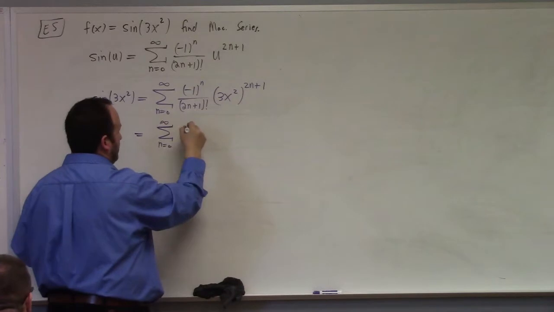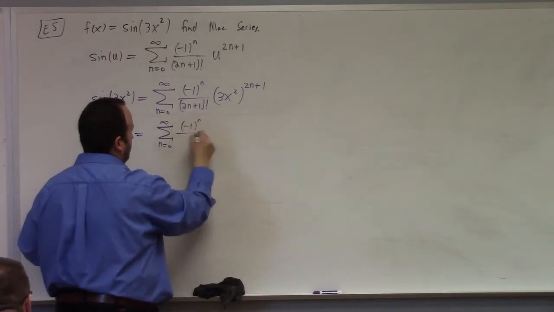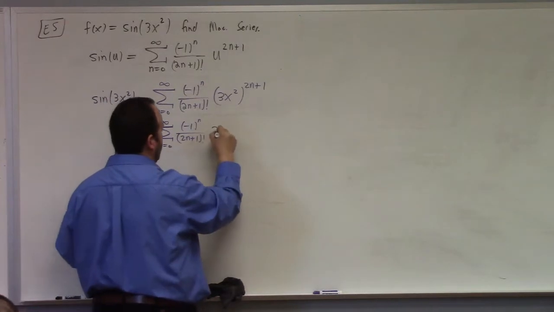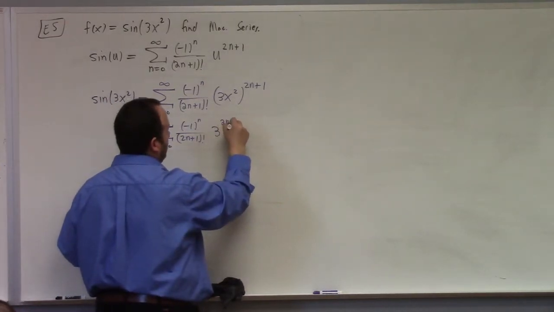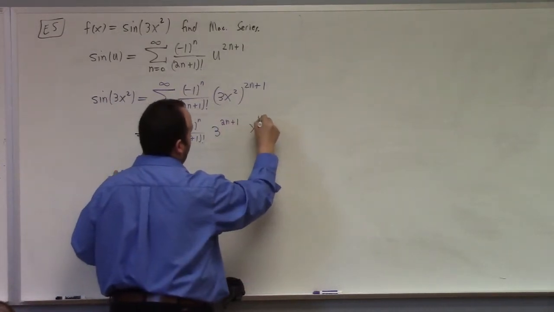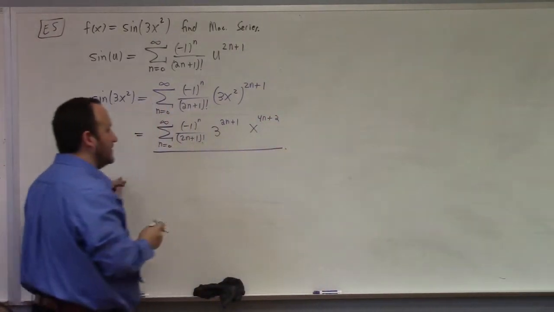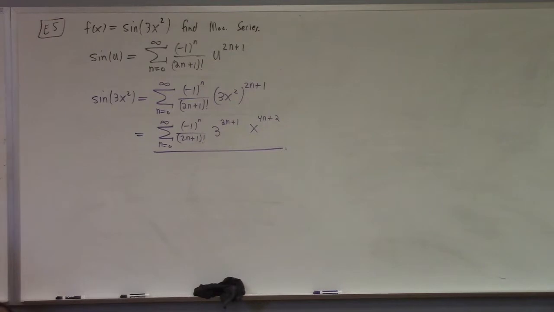And so here it is. That gives me 3 to the 2n plus 1, x to the 4n plus 2. There you go. That's the Maclaurin series for sine of 3x squared. What are the first 3 non-trivial terms?